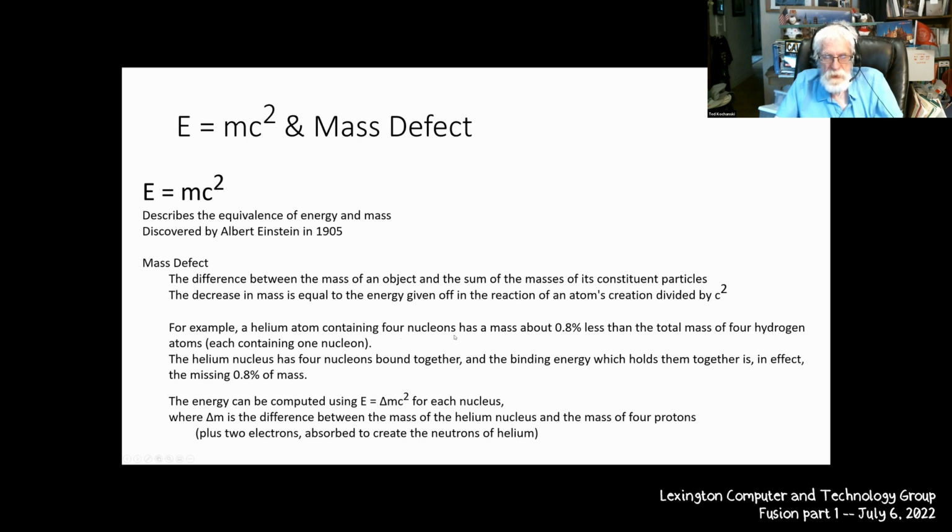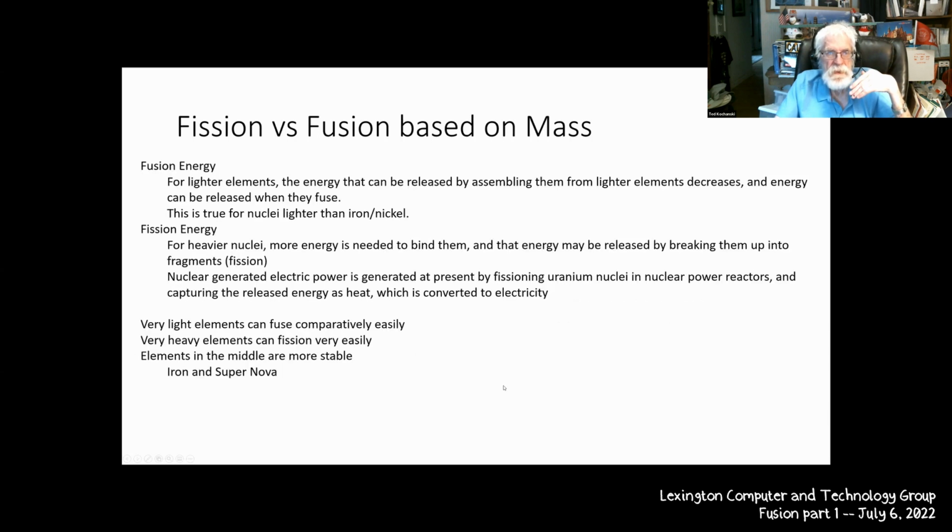here's an example. If you take helium, about 0.8% of the mass is reduced from what the four hydrogens that would come together to produce it. That can basically translate into a lot of energy. So quickly, fusion energy is released by putting them together all the way up till you get to iron or nickel.